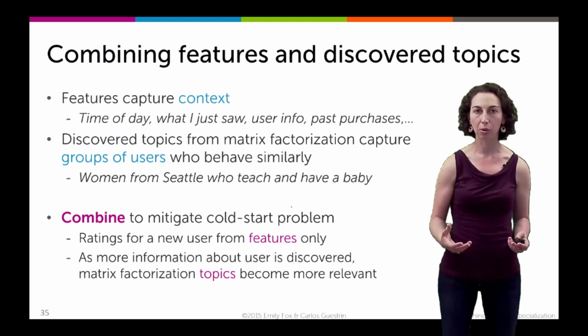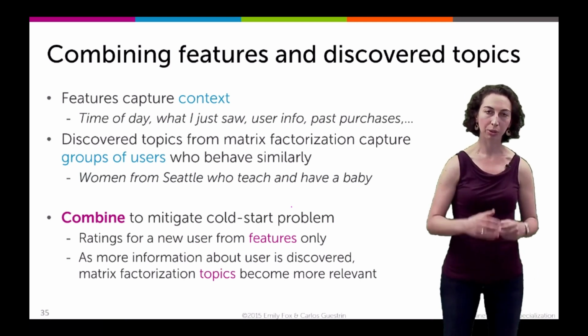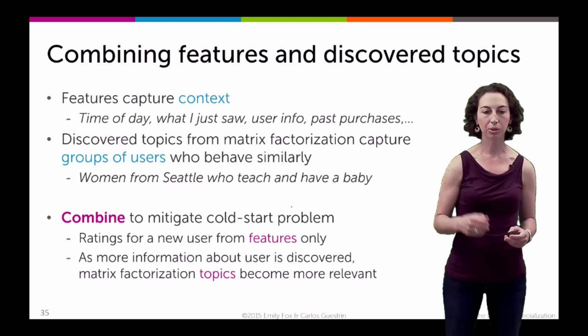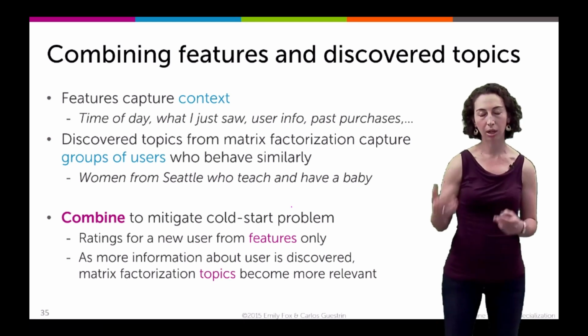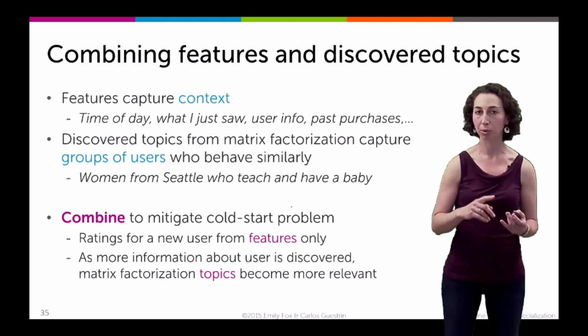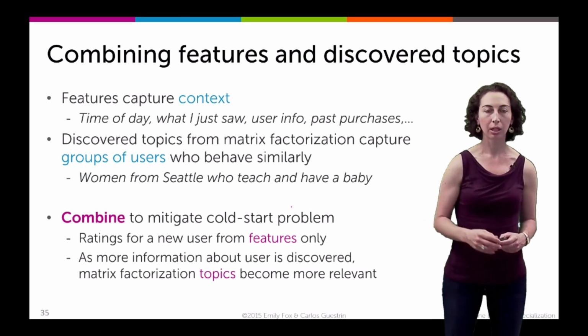Well, it's very straightforward. What we can do is take a new user for which we have no past purchase information, and we can use just features specified by that user, such as the person's age, gender, and so on, to predict the ratings that that person might have.